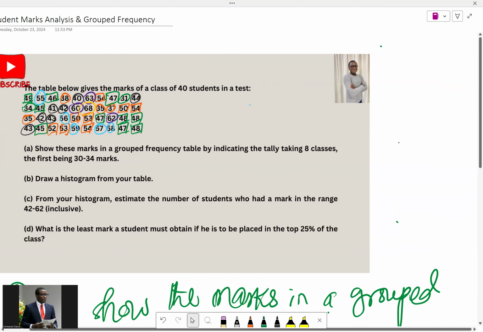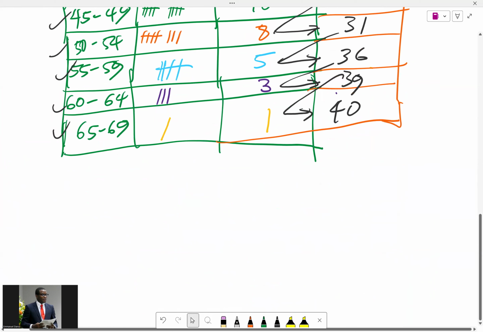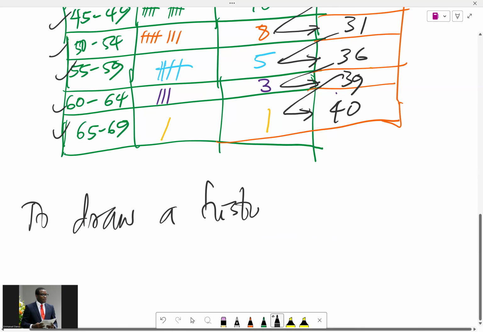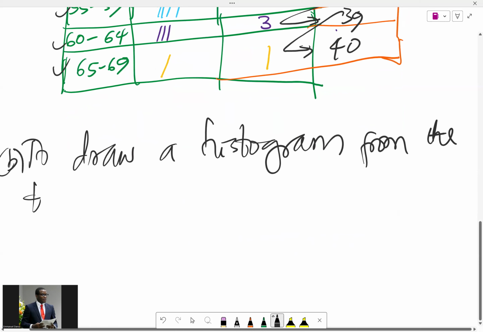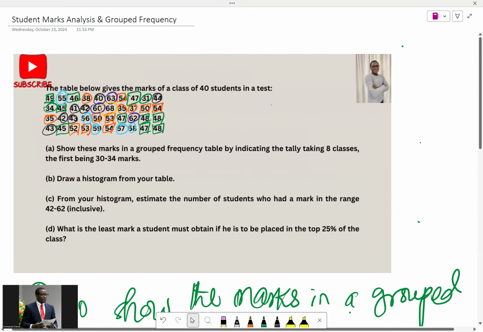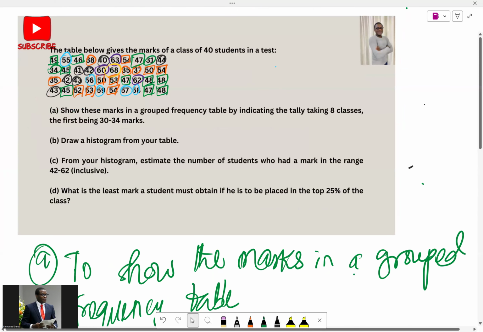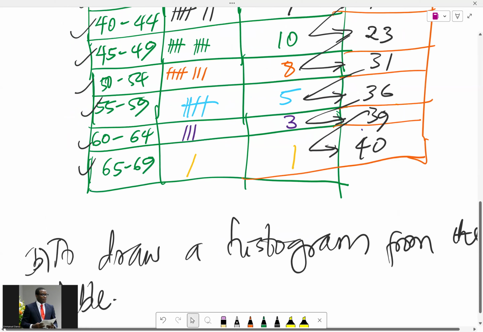The second part says to draw a histogram from your table. All right. Then let's talk about that. To draw a histogram from the table, that's B now. Of course, we already know what we have. We have the mark and then we have the frequency. Mark and frequency. So let's do that.